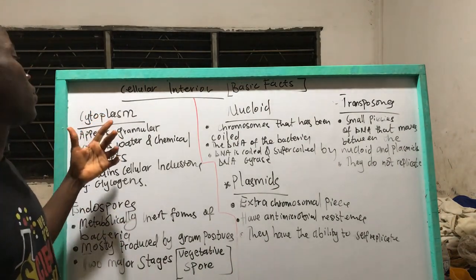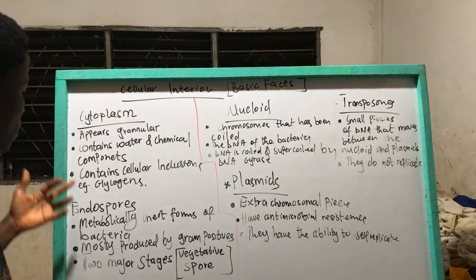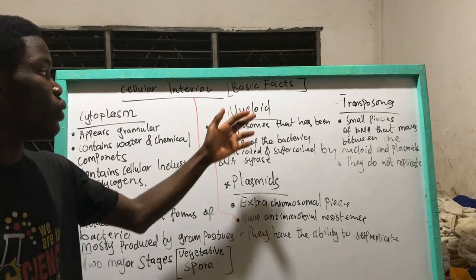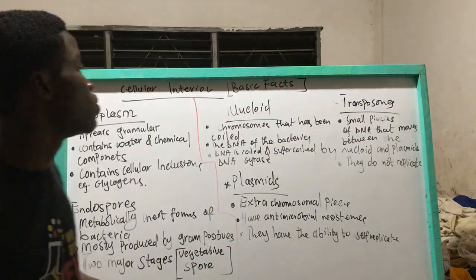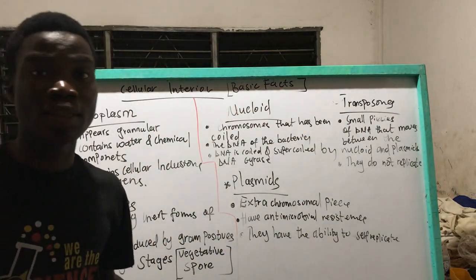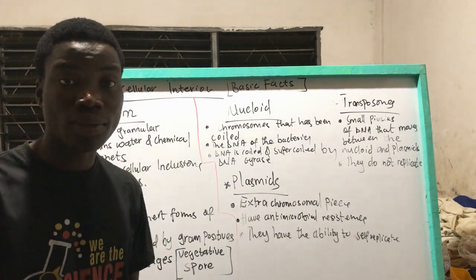First of all, you have to encounter the cytoplasm, and then you will also see the endospores, the nucleoid, the plasmids, and then the transposons. So these structures are basic structures that are found in any kind of bacteria that you would want to encounter.